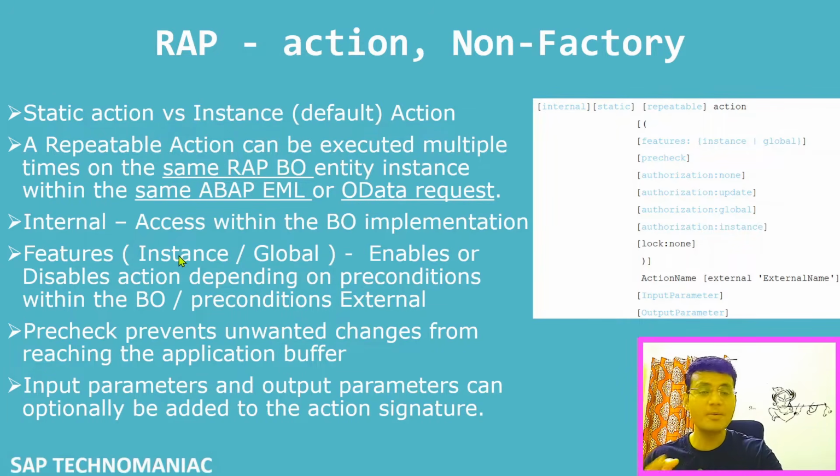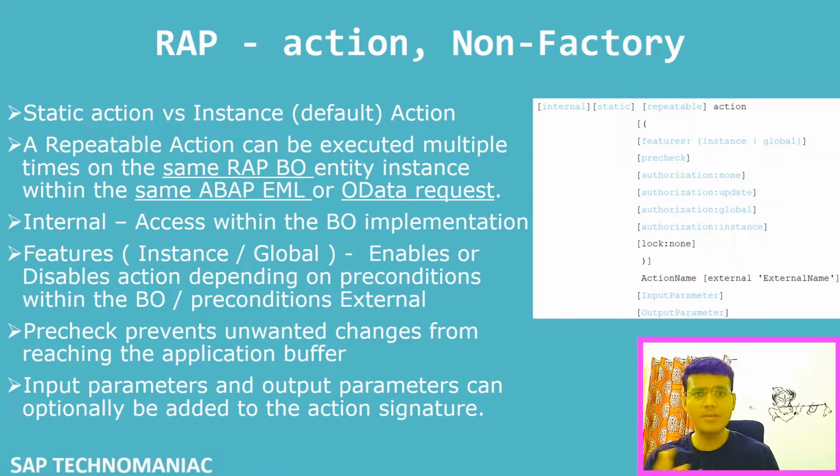Features can belong to the instance or be global. For instance, the precondition is within the business object, and global means some external condition is applied, and then it will be enabled or disabled based on that condition. As of now you can understand this, and we will go into detail when we implement all of these things. Now we will discuss the pre-checks.